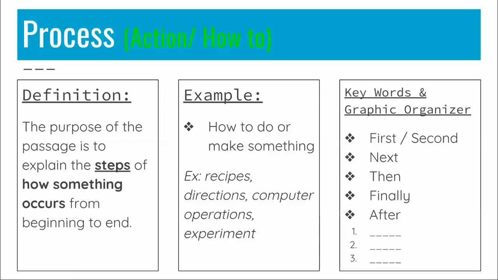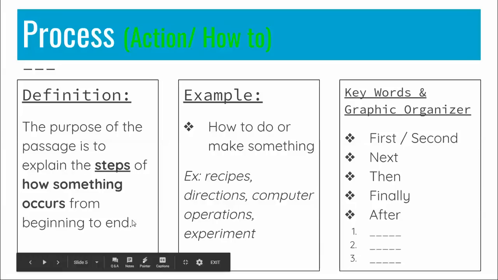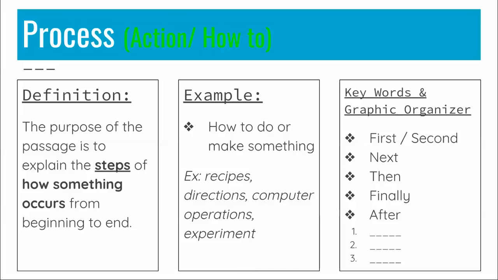Our second type of internal organizational pattern is called process. And this is showing kind of how to do something or an action. And it's done in steps. So our definition is the purpose of the passage is to explain the steps of how something occurs from beginning to end. For example, how to do or make something. Some specific examples are recipes, directions, computer operations, and experiments.